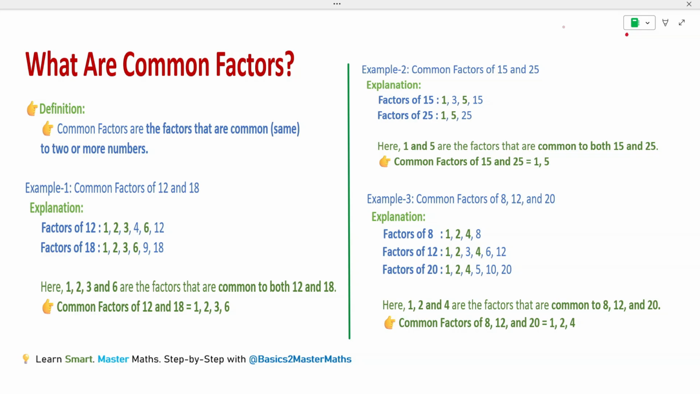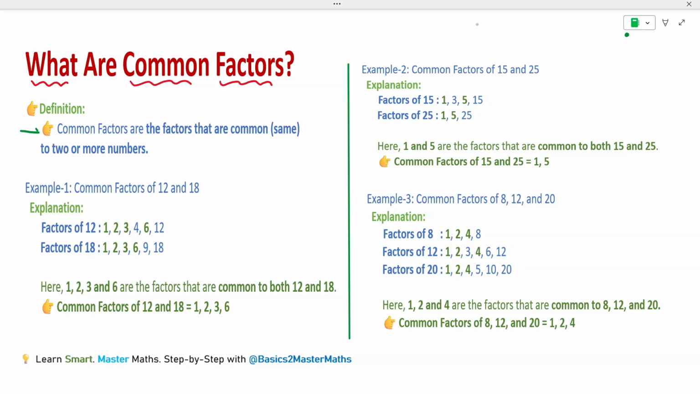Hi everyone. Today we are going to see what are common factors. This is a very important concept. So please stay with me till the end.